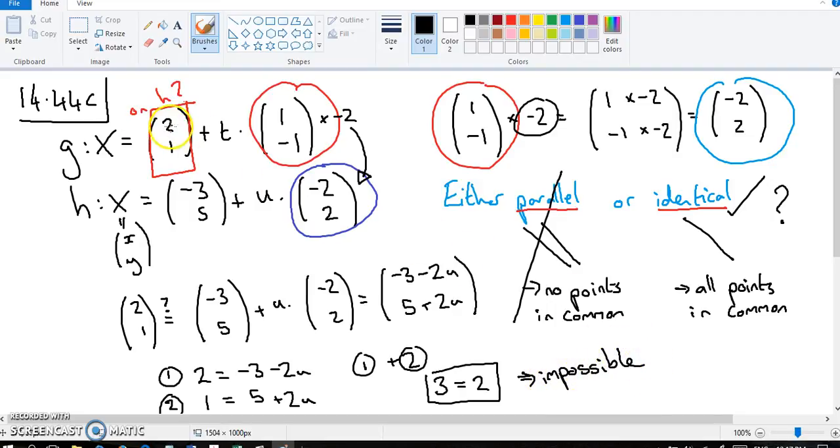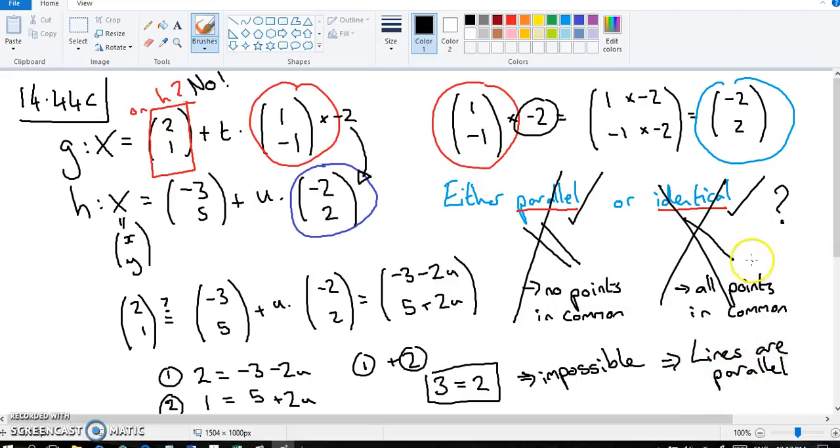Therefore, this point does not lie on H. That must mean that they can't be identical, they must be parallel. Because if they were identical, the lines would share all of their points, and so this point would definitely lie on H. The only other option that we have is the two parallel lines that have no points in common. Hopefully that's cleared that up for you.